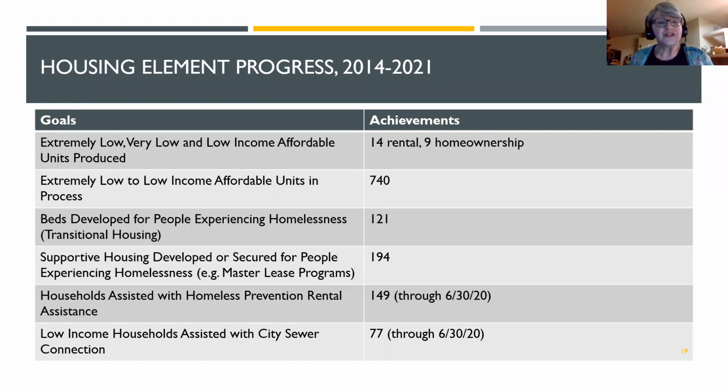There were 121 transitional housing beds developed for people experiencing homelessness. And then there were 194 supportive housing units developed or secured for people experiencing homelessness. Some of these were done through master lease programs that are operated by local nonprofits. There were 149 households assisted with homeless prevention rental assistance, and that was through June of 2020. And then 77 low-income households assisted with city sewer connection assistance, also through June of 2020.